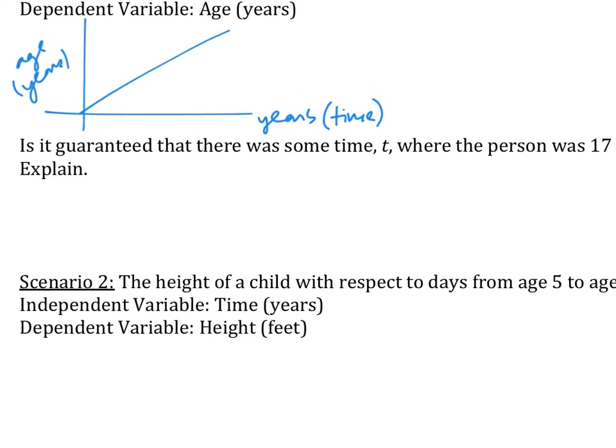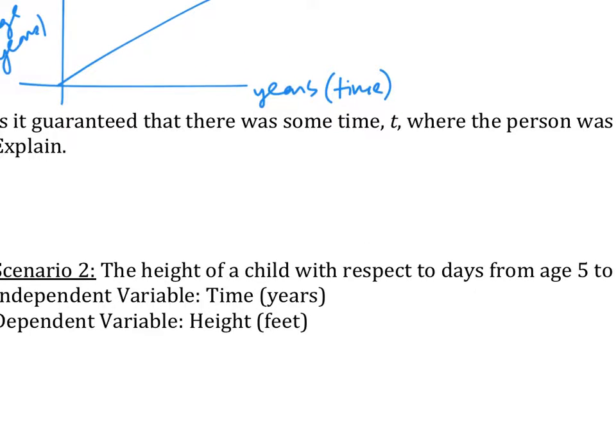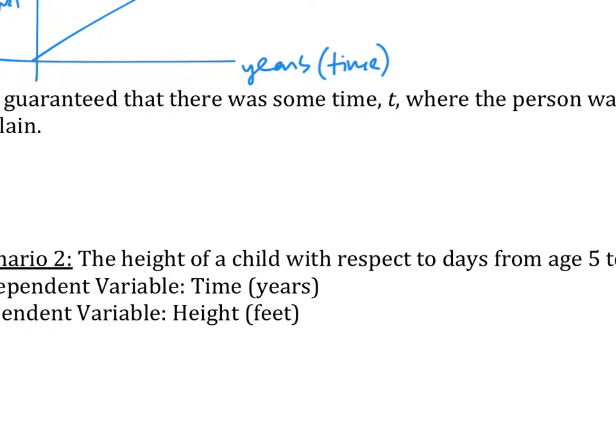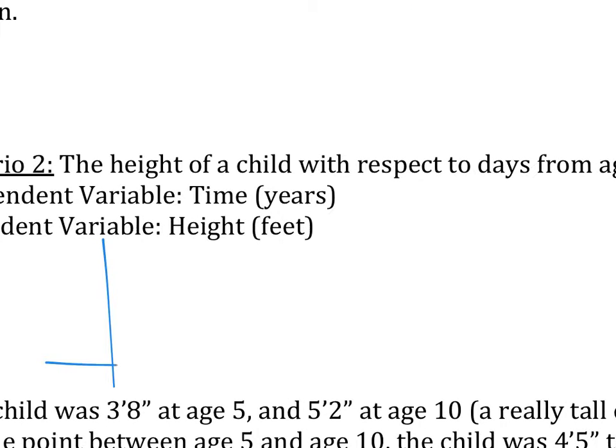Okay, now let's look at another scenario. The height of a child with respect to days, meaning days are your x, from 5 to 10 years old. The independent variable is time. The height is in feet. What do you think this is going to look like? Please draw it. Okay, so a lot of you, it's kind of interesting what you drew. First of all, I said from 5 to 10, right? So I think some of you kind of did it like this anyways. I hope at 5 years old, you are not still here.